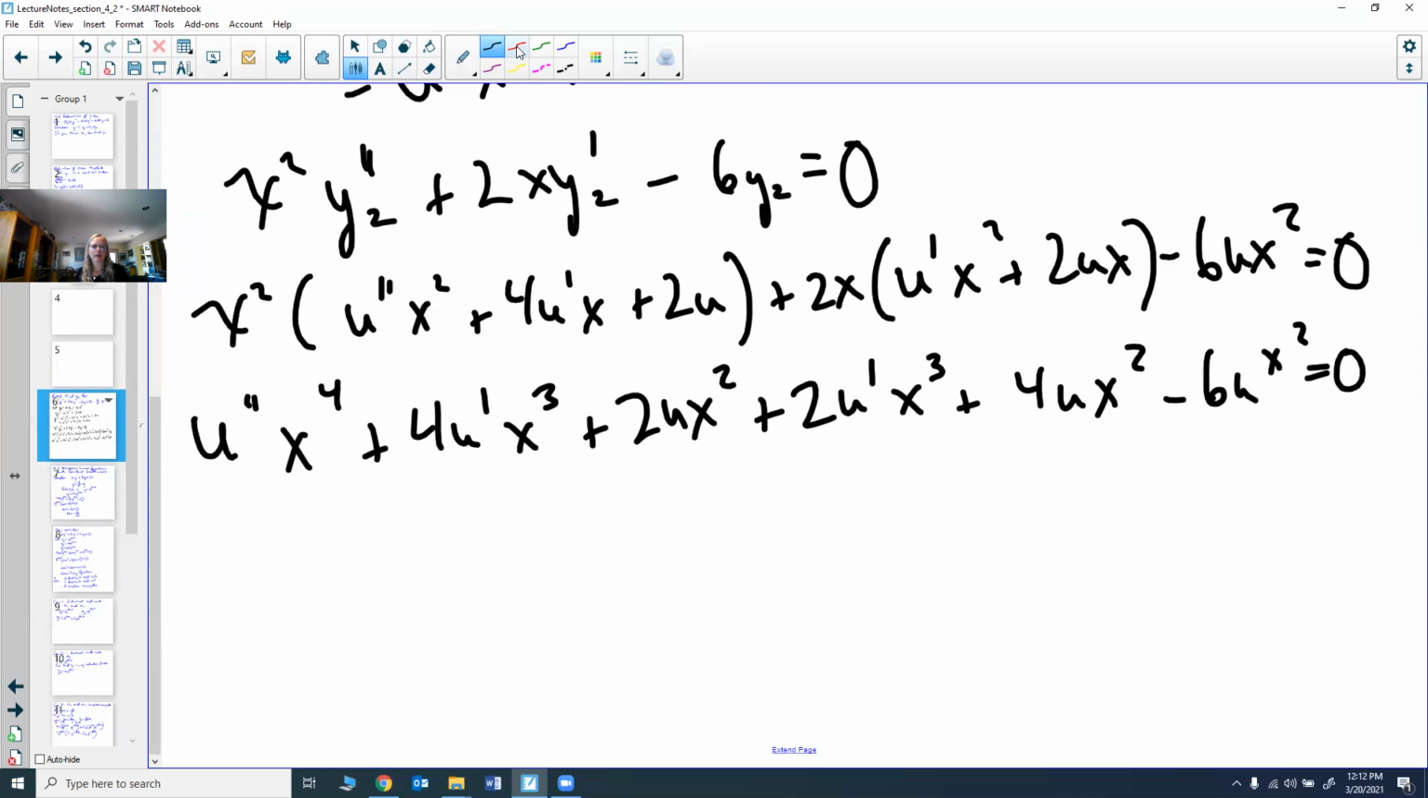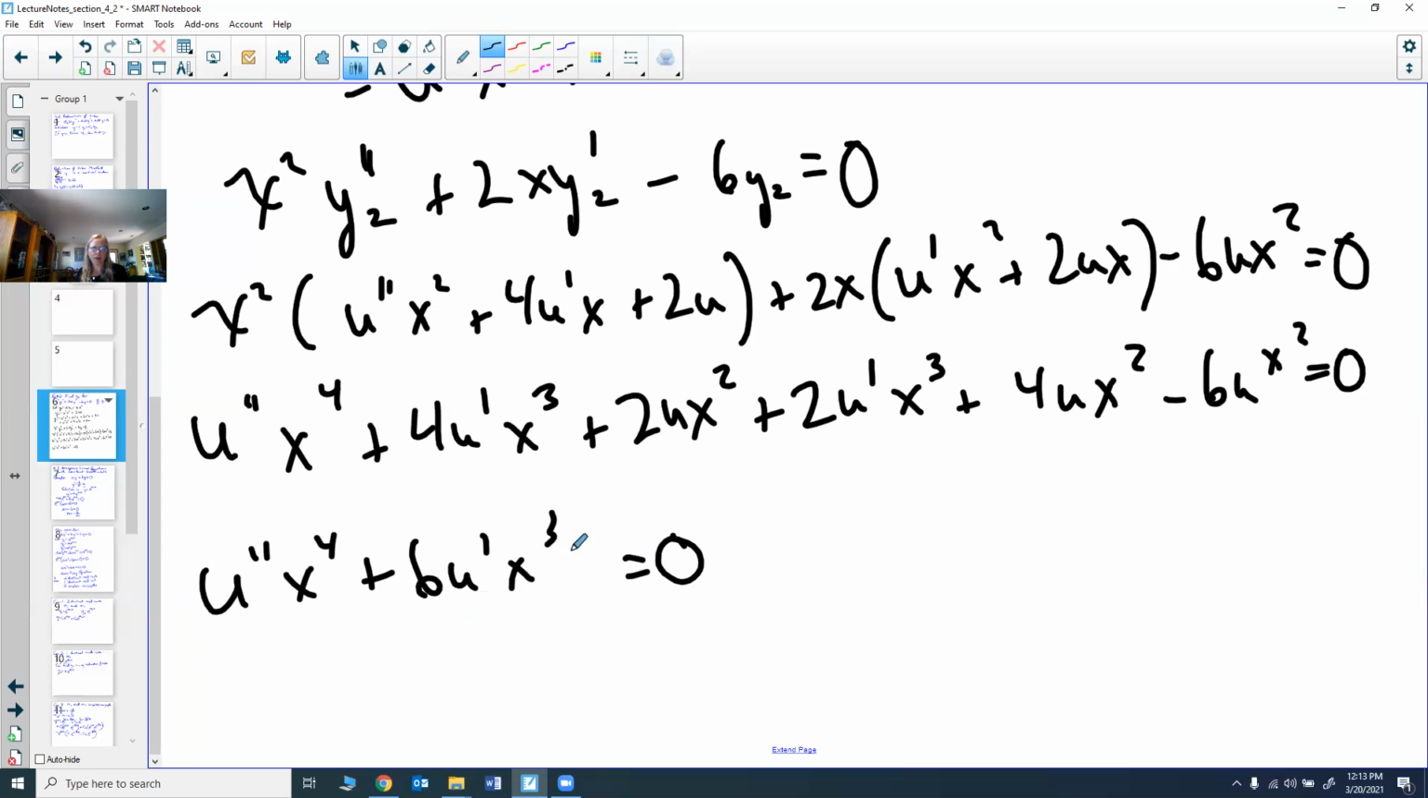And now we're going to go ahead and collect like terms. So I have a u double prime x to the fourth. I have 4u prime x cubed and a 2u prime x cubed, so I have a 6u prime x cubed. I have a 2ux squared, a 4ux squared, and a minus 6ux squared, which is 0. This should always happen. You should always end up with a u double prime, a u prime, and then no u. If that doesn't happen, it means you did something wrong, and you should go find out what it was.